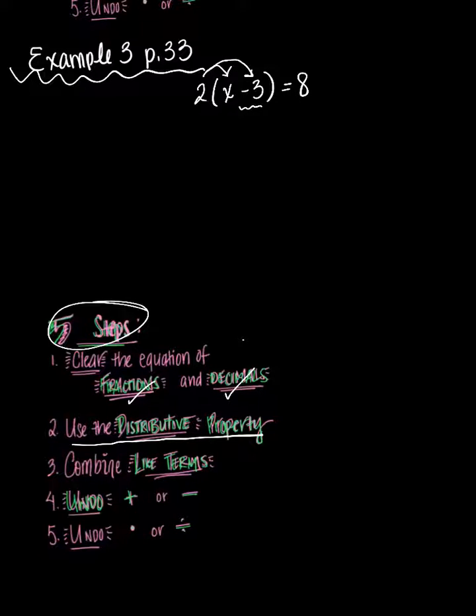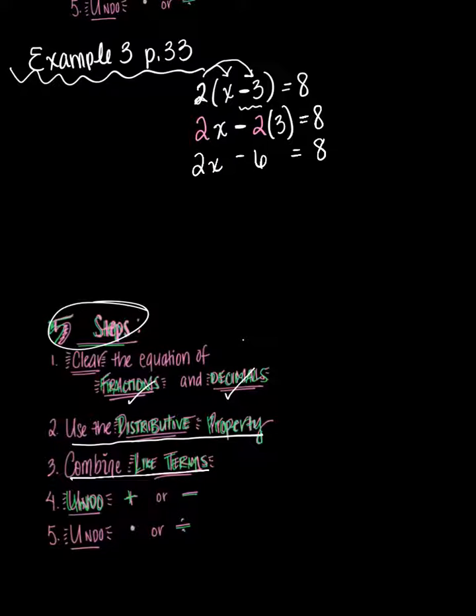So let's do that. If I carry my 2 through x, I'm going to end up getting this 2x minus 2 times 3 equals 8. Let's solve this now. I have 2x minus 6 equals 8. Okay, now I need to come down and combine like terms. Do I have any other x's? No, I'm good. The next thing is I need to undo my addition or subtraction.